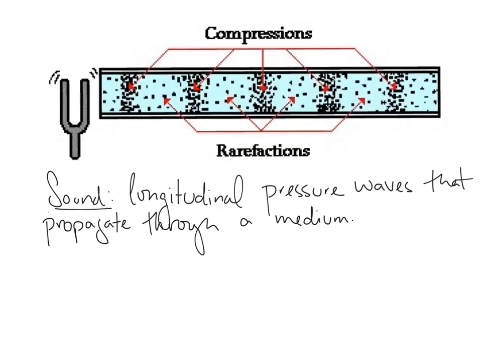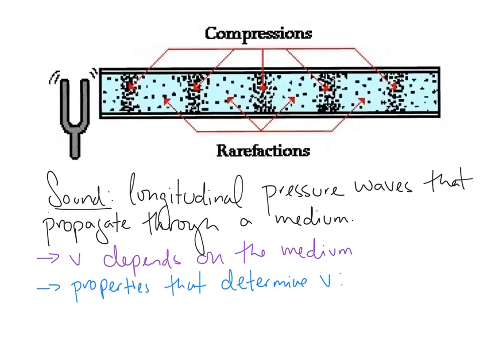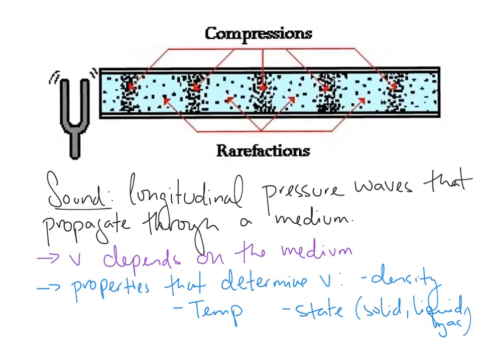The speed of sound depends on the medium it propagates through. Some physical properties of the medium that determine how fast sound travels are things like density, temperature, and the state, so if it's solid, liquid, or gas that it's traveling through, will all affect the velocity or speed.